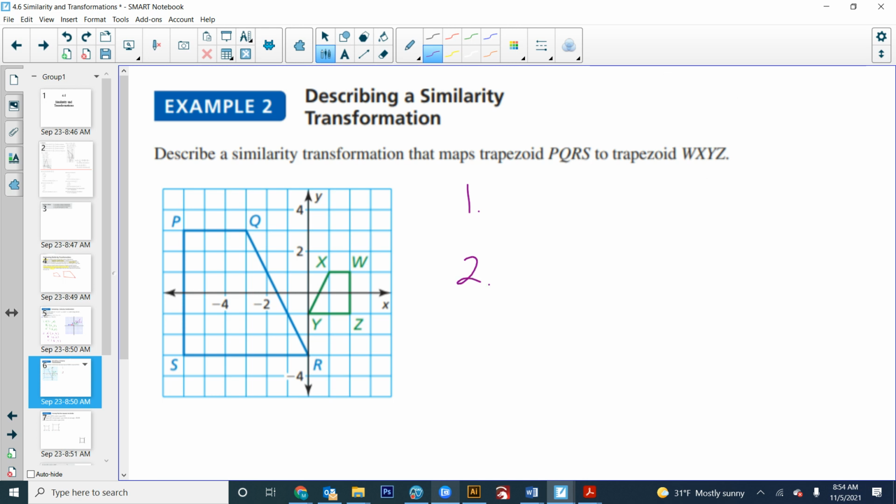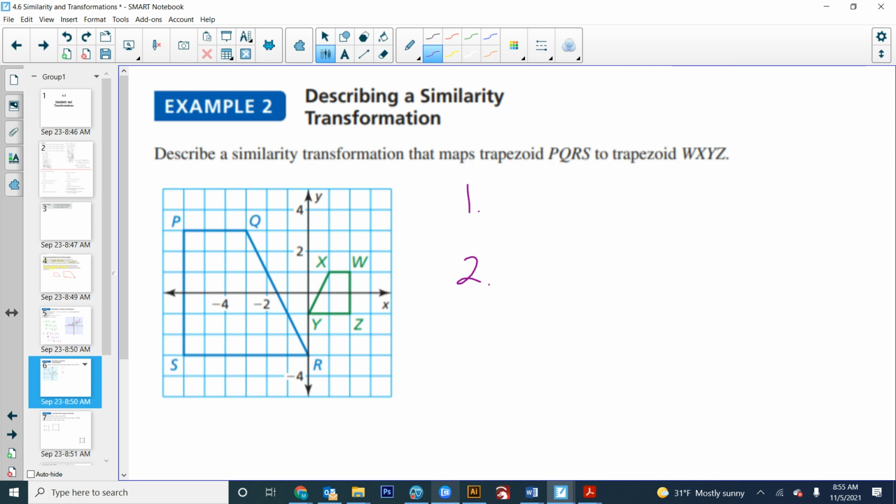All right, let's get back. I heard some good conversations. What's the first thing you would have to do to map PQRS to WXYZ? Now, the thing to be careful about: notice it says it maps the blue onto the green, because that's going to change what you have to do. So you have to read the directions carefully in the homework and on a quiz. We're going from blue to green. Who's got an idea? Olivia.